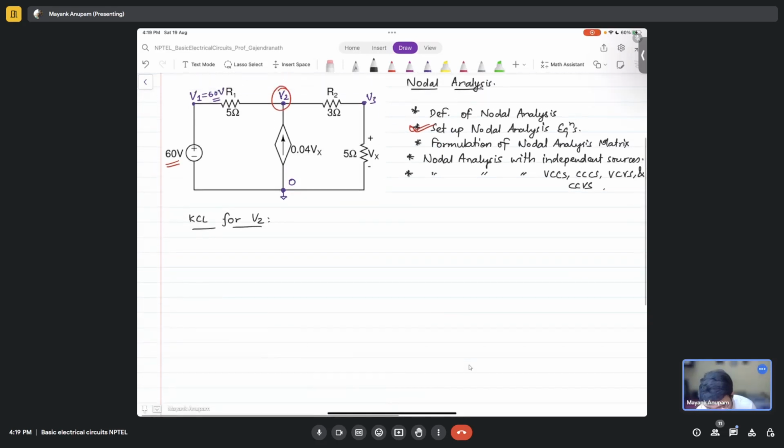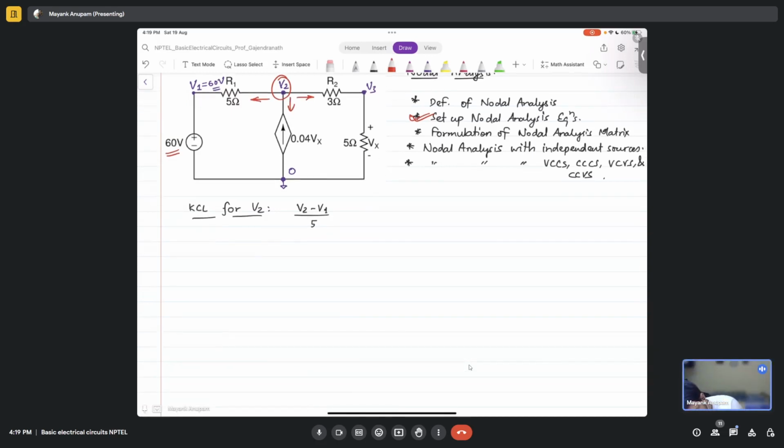Tell me, what will be the KCL for this? V2 minus V1 divided by 5 ohms. What else? V2 minus V3 divided by 3 ohms. So you are taking current going out of this node to be positive, right? Yes.